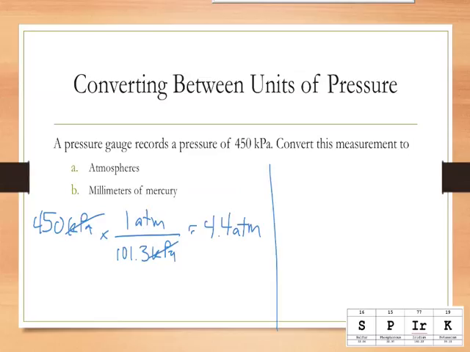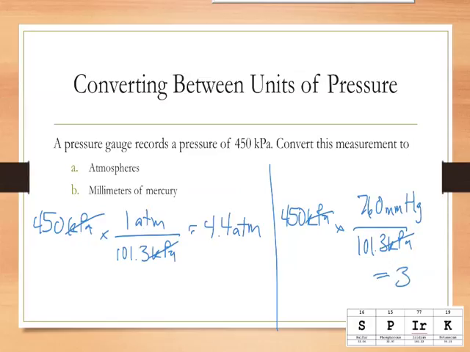Now let's convert that 450 kilopascals for part B to millimeters of mercury. So 101.3 kilopascals is equal to 760 millimeters of mercury. If we multiply that through, kPa's are going to cancel, and we are left with 3,400 millimeters of mercury.